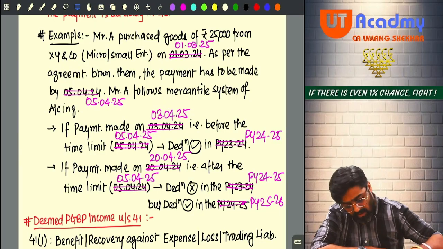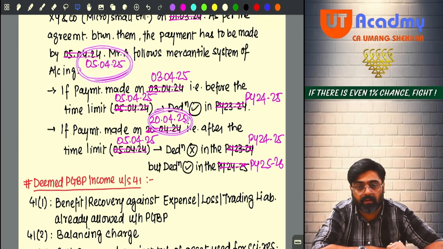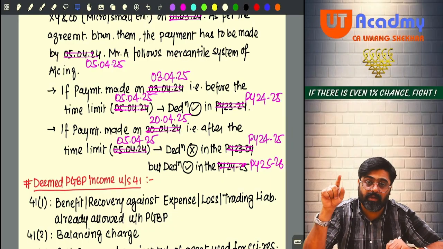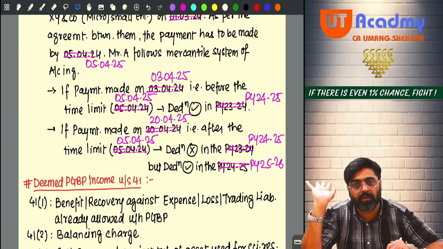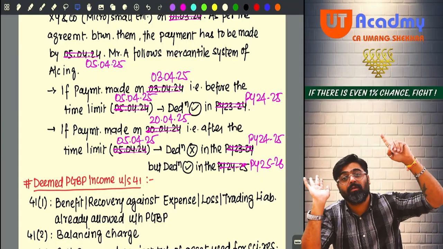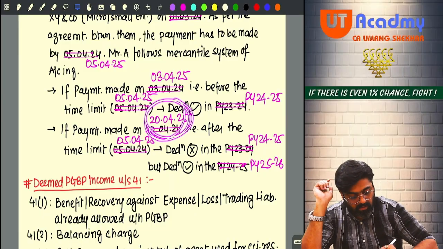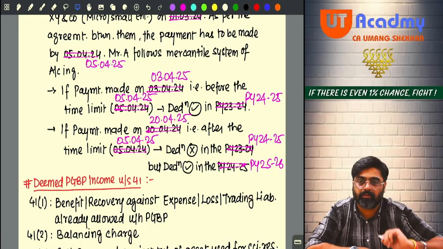Done, no? Now tell me, if the payment is made on 20th of April, meaning after 5th April, the payment is made. This year, 43B will be attracted. Payment will not be allowed. 25,000 will not be allowed in this year. It will be allowed in the year in which it is actually paid. What? 25, 26. So it will be allowed in 25, 26.